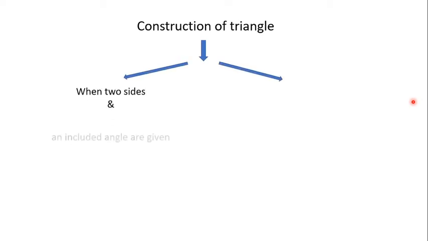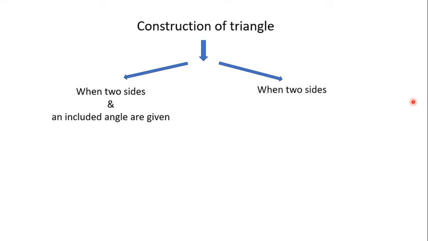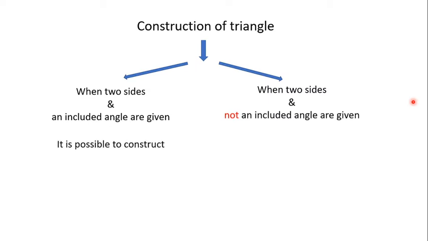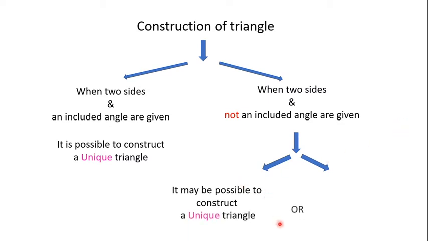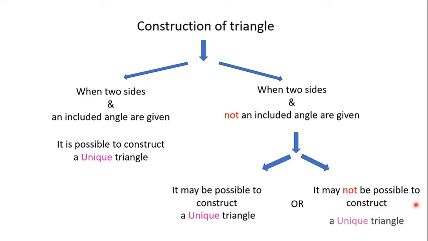When two sides and an included angle are given, we can conclude that it is possible to construct a unique triangle. When two sides and not an included angle are given, we can have two subcases, friends. It may be possible to construct a unique triangle, or it may not be possible to construct a unique triangle. So this is the summary of whatever we have discussed so far.